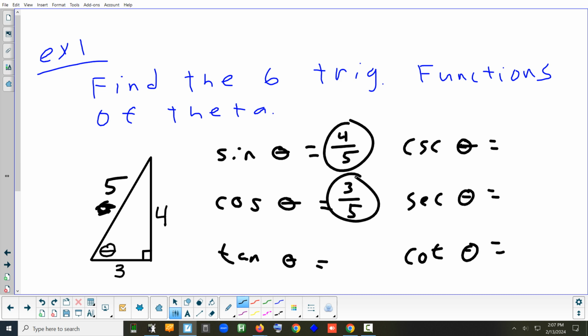Okay. What about the definition for tangent? Opposite over adjacent. Yep. What's the opposite? 3. Oh, 4. 4. And what's the adjacent? 5. No, 3. Sorry.